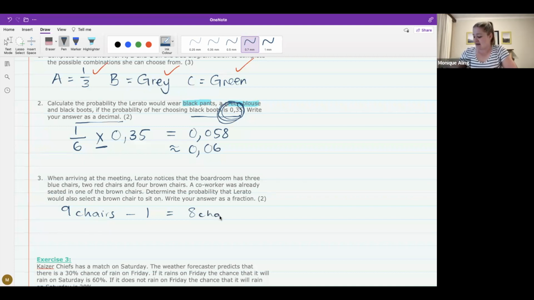And if we're looking at brown chairs solely, there are 4 brown chairs. However, the person seated is in one of the brown chairs, so there's only 3 brown chairs left out of the 8 chairs that are left standing. And again, that would be for 2 marks. Correct numerator, correct denominator.